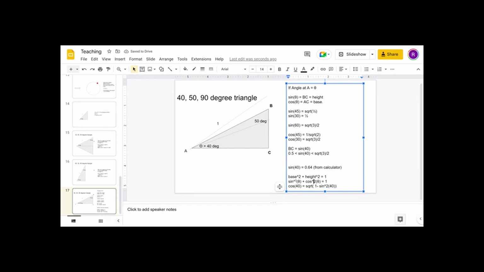Okay, let me write this in the square. So sine squared theta plus cos squared theta is 1. Why? Because this is basically Pythagoras theorem.